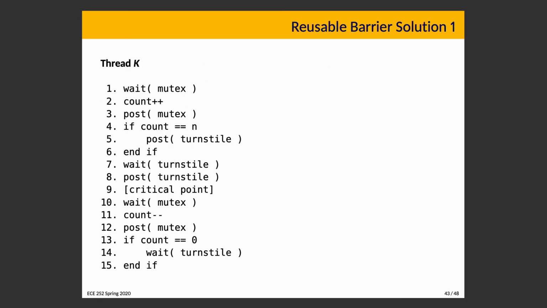So thread n-1 gets here, increments count, so count is now 9, posts on the mutex, and then there's a thread switch. Thread 10 gets here, increments count, count is 10, posts on the mutex, count is 10, does post on turnstile here at line 5. When thread 9 gets unblocked, it checks here and sees, oh, count is 10. So I'm going to post on turnstile, and we had an extra post there that was not good.